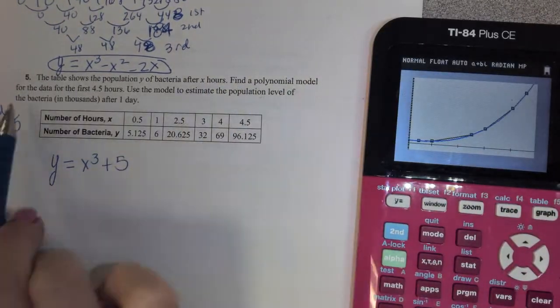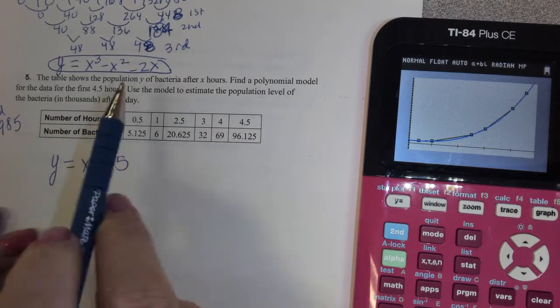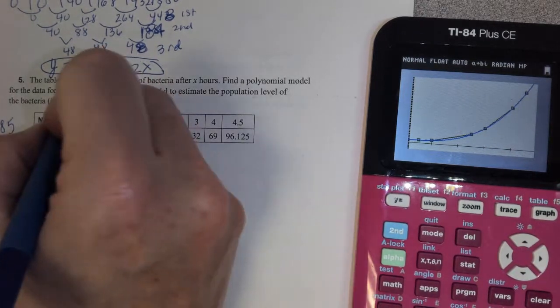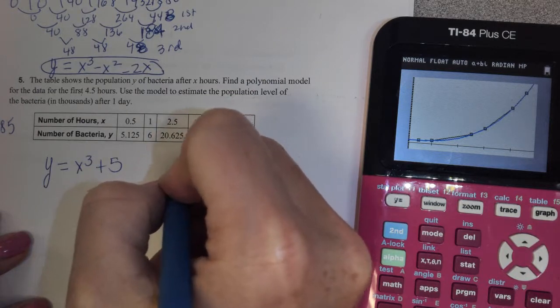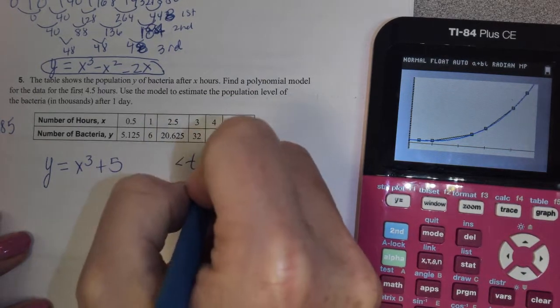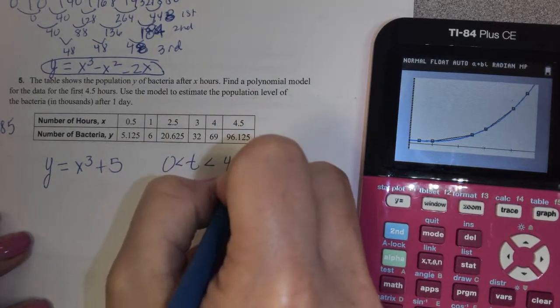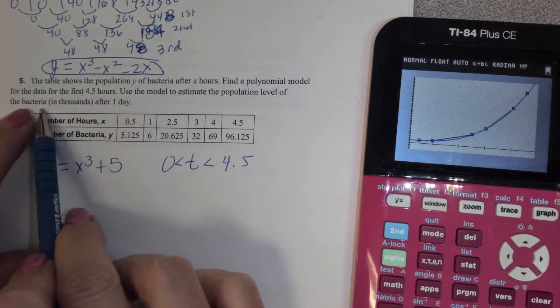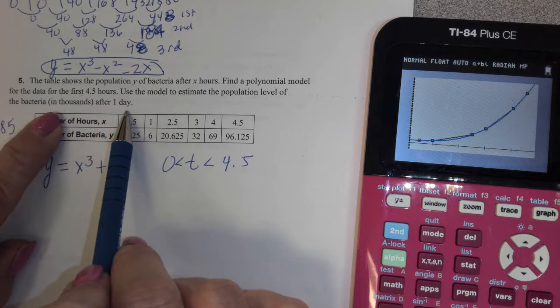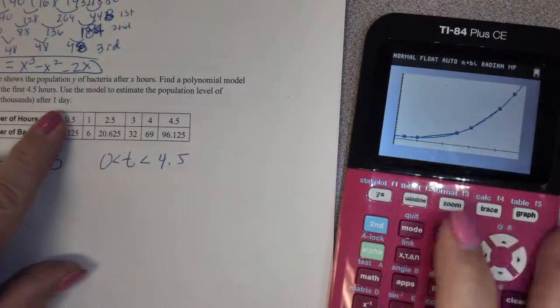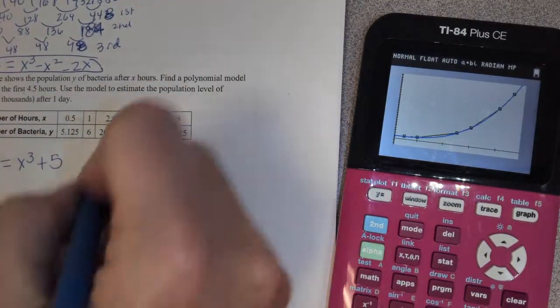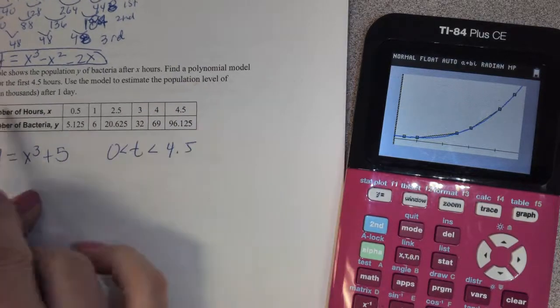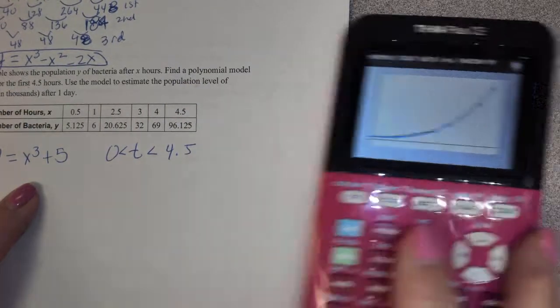So find a polynomial model for the data for the first 4.5 hours. We've got it. And because it's only for the first 4.5 hours, I'm going to have to say that t has to be in between 0 and 4.5 hours. Use the model to estimate the population level of the bacteria in thousands after 1 day. Okay, so this is just showing me for the first 4.5, but it's saying that it works for any number.